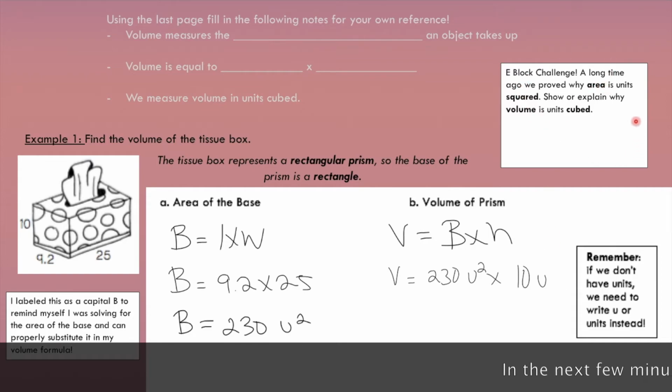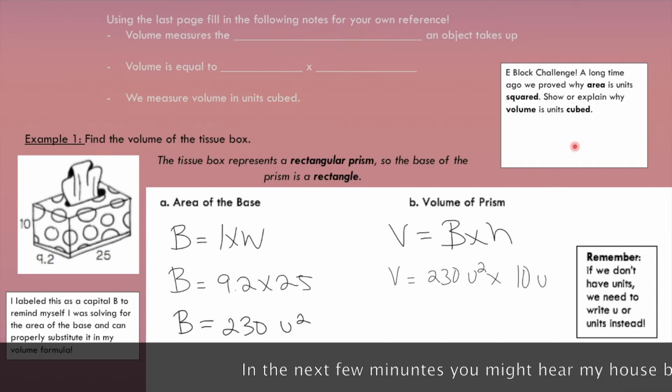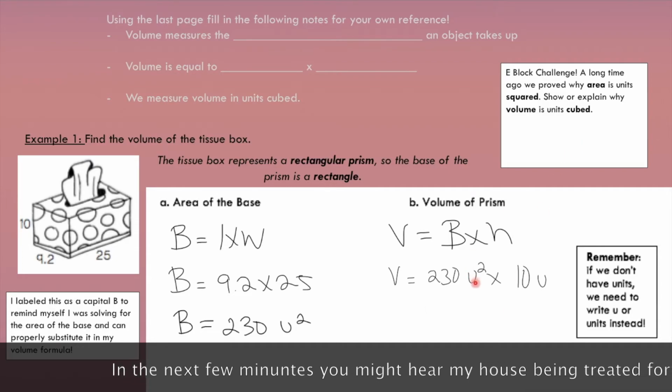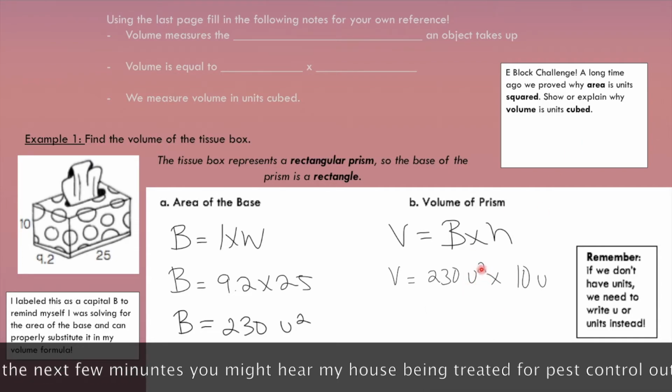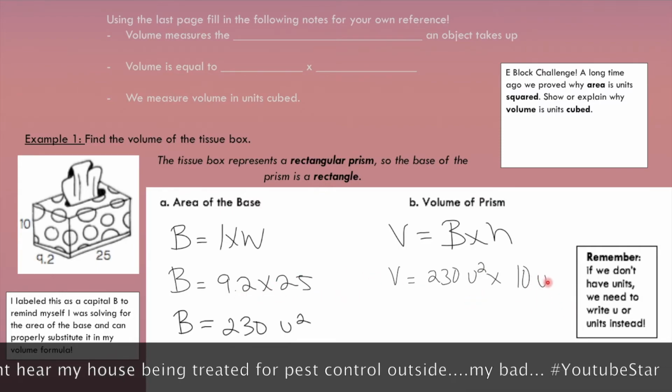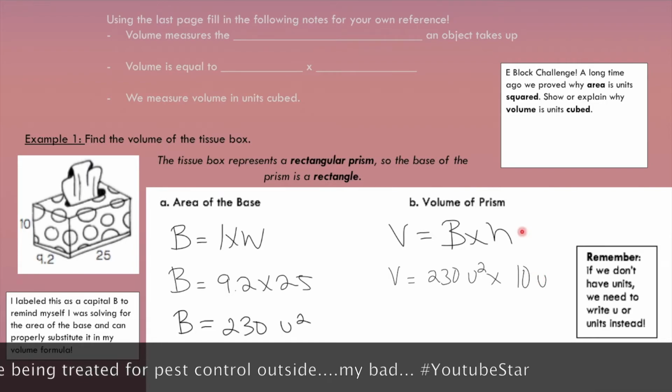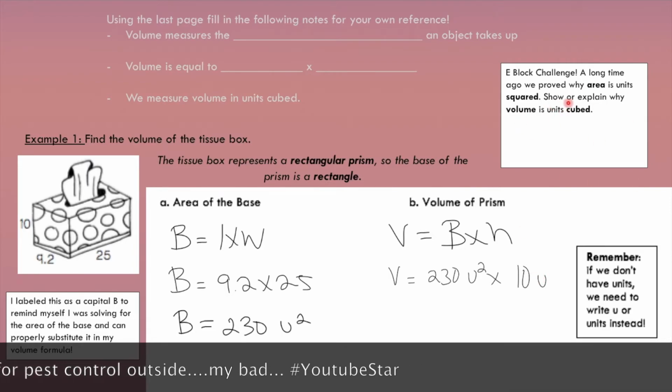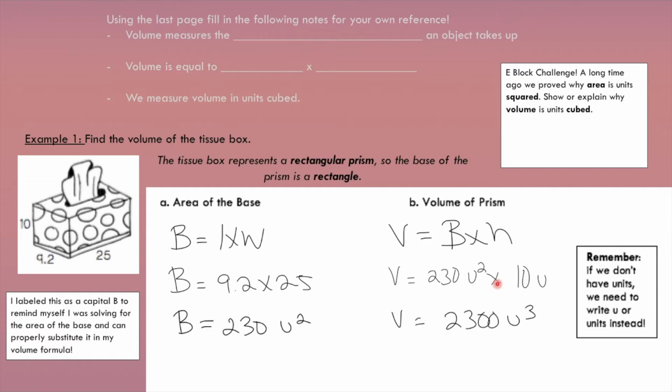So here at this E-block challenge, I'm going to pause really quickly because this step might help you answer this. I have 2 U's here because I multiplied 2 units together, and then I have a third unit here. So try to maybe explain or show why it's units cubed and not squared for a volume. Send me a picture for an E-block. And then finally, when I multiply these together, that means my volume is 2,300 units cubed.